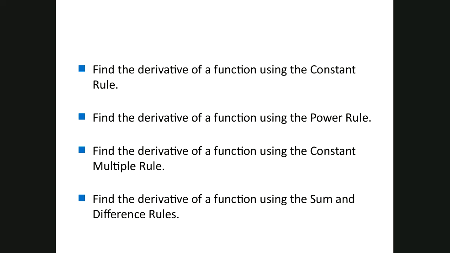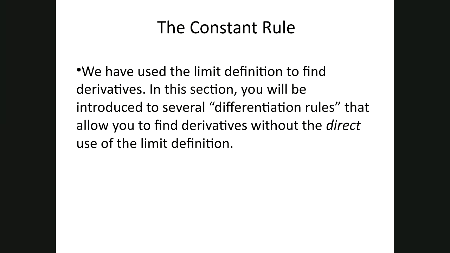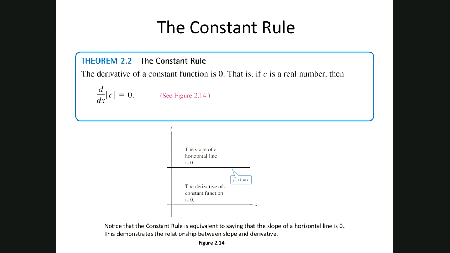Okay, now the second part today is find the derivative of a function using the constant rule and power rule. These are all rules that you should know already. All right, so the constant rule. We have used the limit definition to find derivatives. In this section, we will be introduced to several differentiation rules that allow us to find derivatives without direct use of the limit definition. The constant rule: the derivative of a constant function is 0. That is, if c is a real number, then the derivative of c is 0.